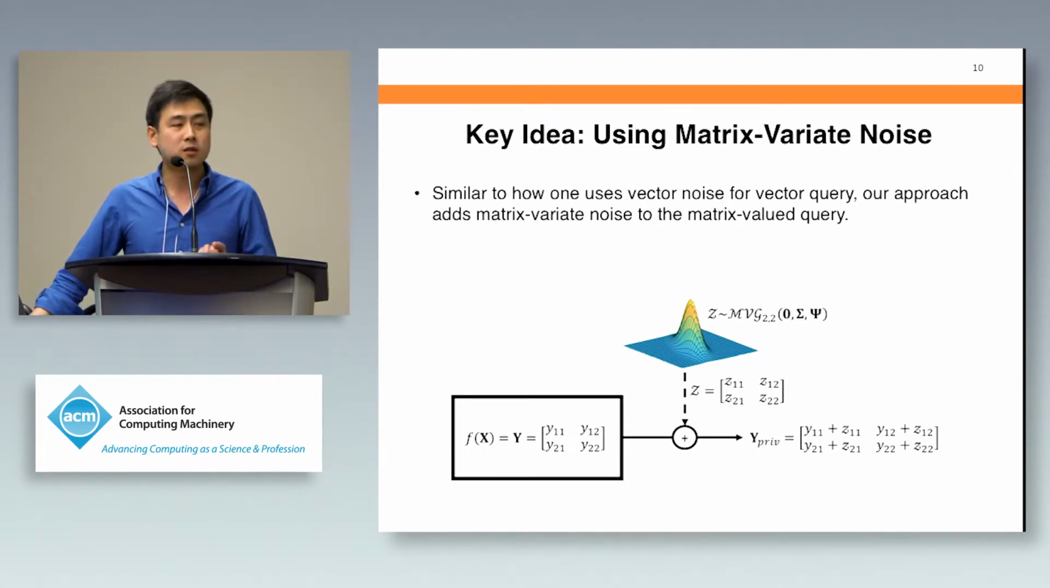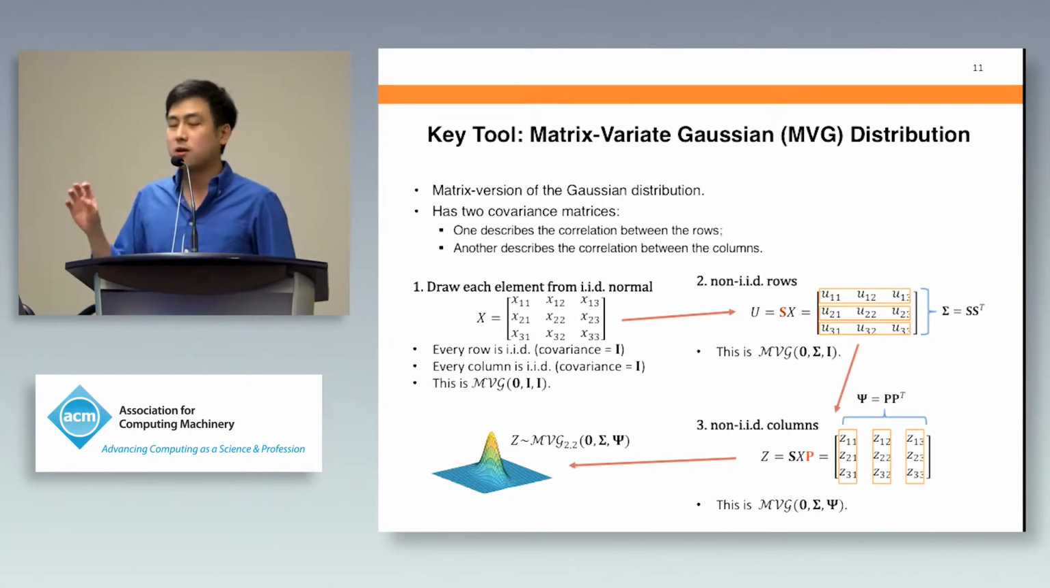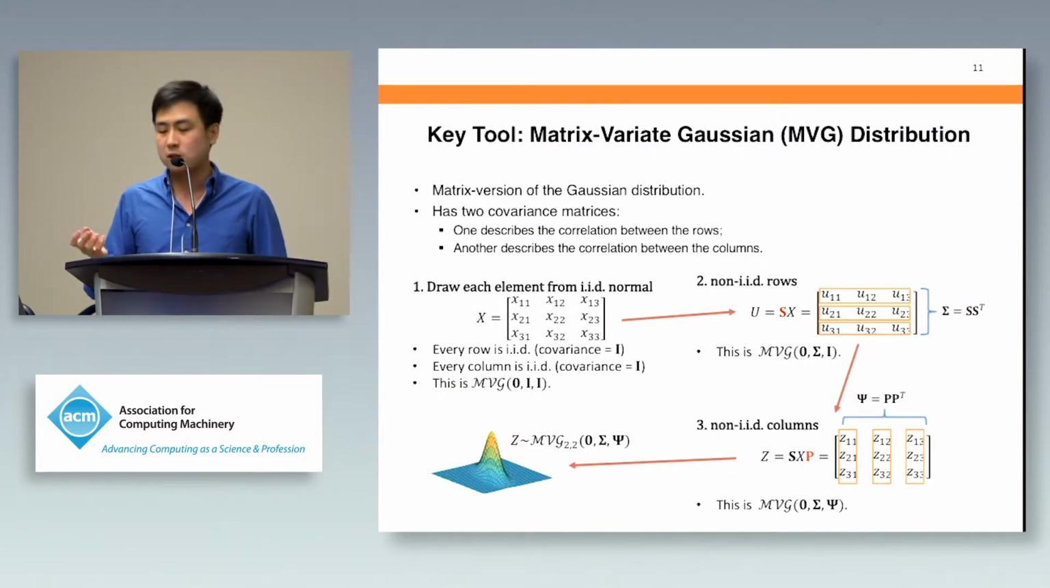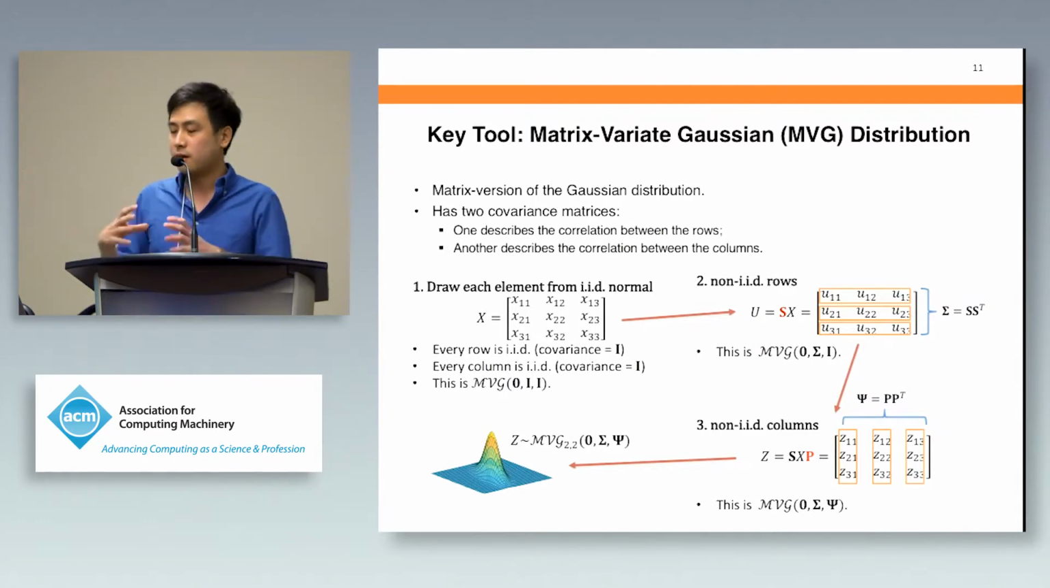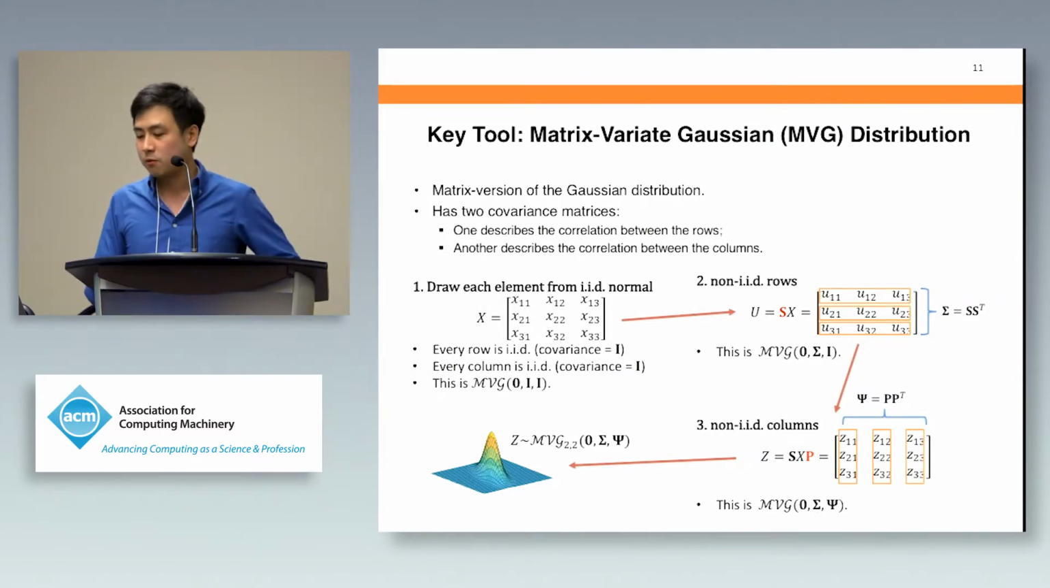Now the question is, what kind of noise do you want to add? Again, there are many ways to do it, but in our work we focus on a matrix distribution called the Matrix-Variate Gaussian distribution, or MVG distribution for short. What is MVG? It is essentially a matrix version of the Gaussian distribution. We are all quite familiar with Gaussian, so this is basically taking it into matrix form. The main difference from the normal Gaussian distribution is that it actually has two covariances. Why? Because one considers the correlation between the rows, and the other covariance considers the correlation between the columns, because we are dealing with a matrix.